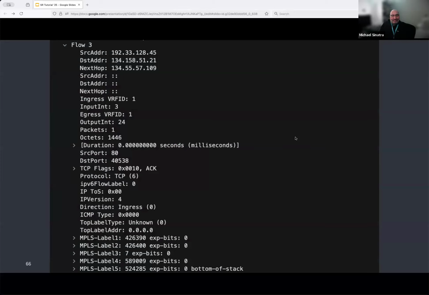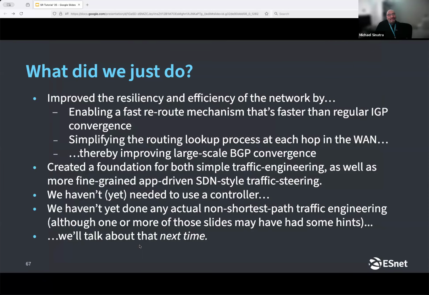Here's a teaser for next week. Here's one that has two what appear to be node SIDs on. What are we doing there? Why is that happening? Well, that has to do with traffic engineering. We're going to talk about that next week.